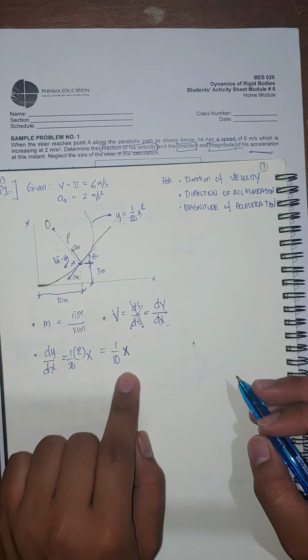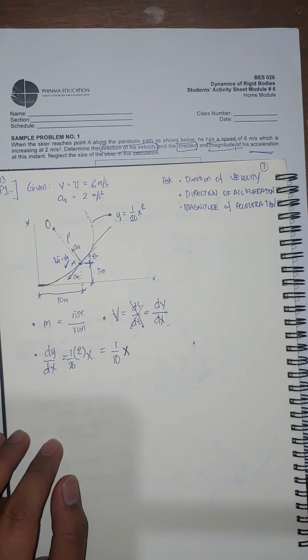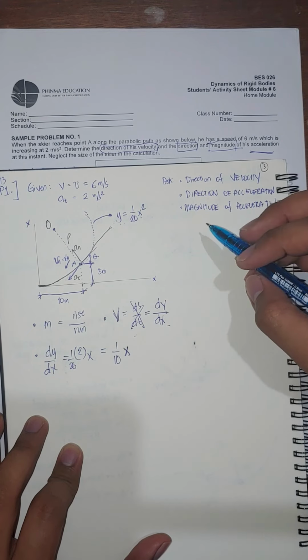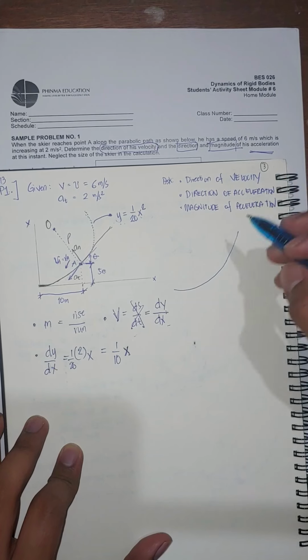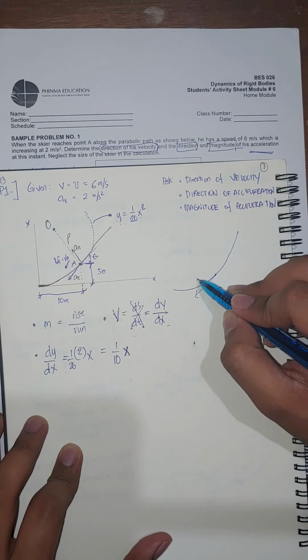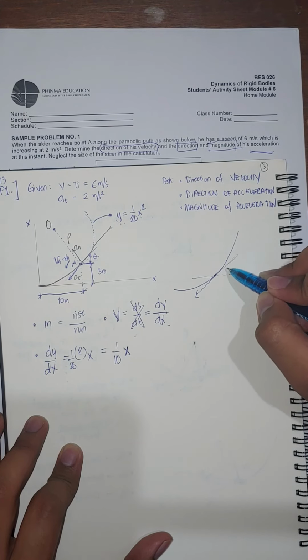So this is the velocity, dy over dx. And then, how do we get the angle of the velocity? Okay. So for representation, this is the curve. Then this is the velocity. The velocity forms an angle. We call that theta.